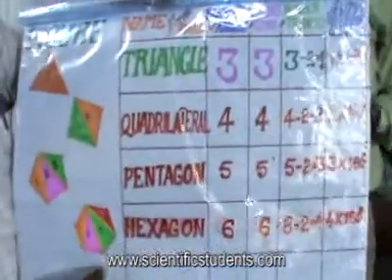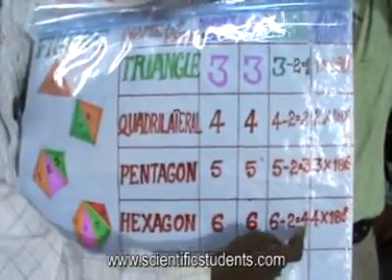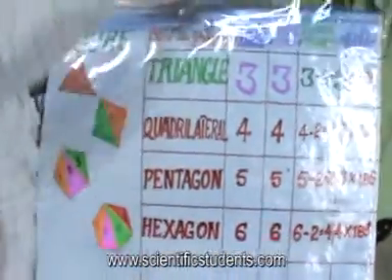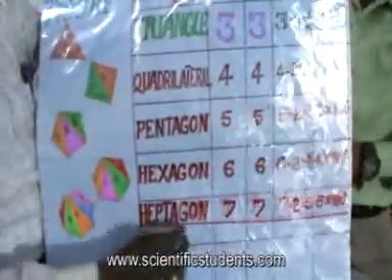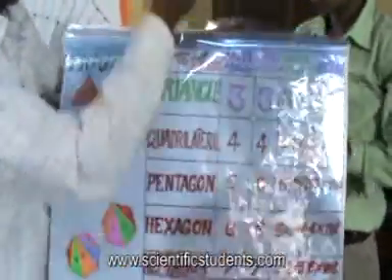Then next, I have taken the hexagon. The number of triangles is 6 minus 2, that is 4. The sum of the interior angles is 4 into 180. In the same way, for the heptagon, we will get the sum of the interior angles as 5 into 180.